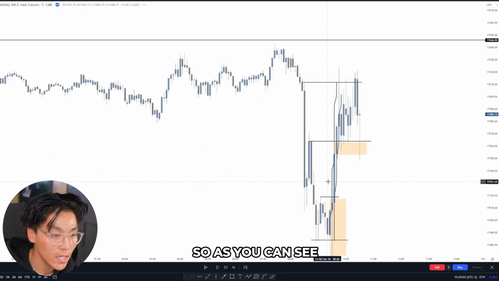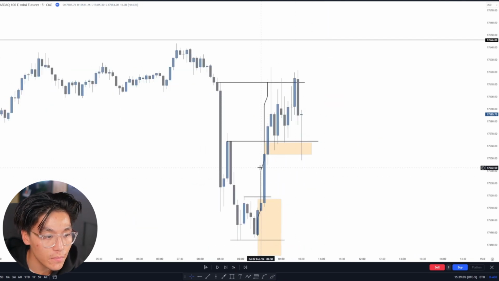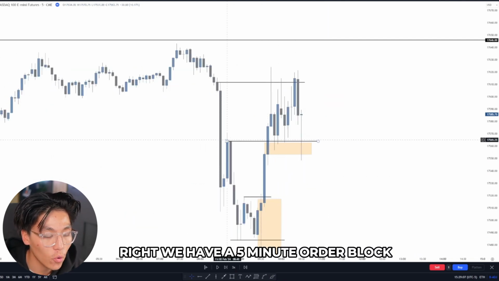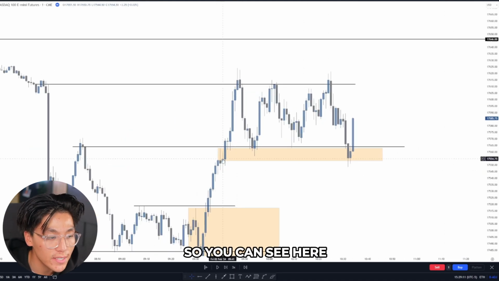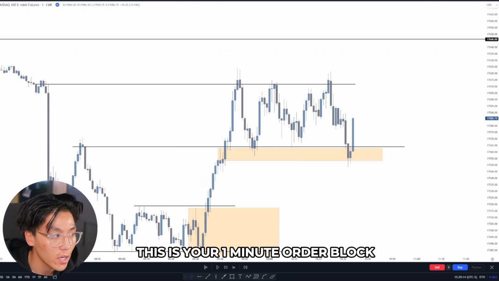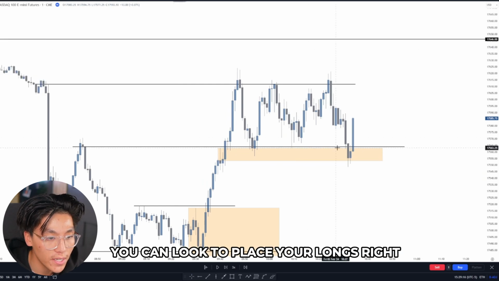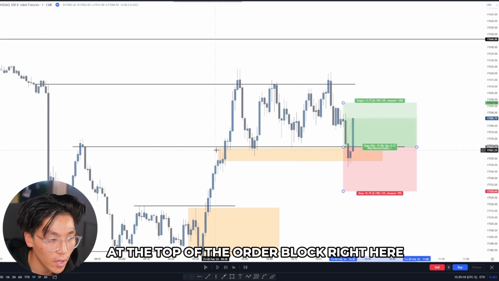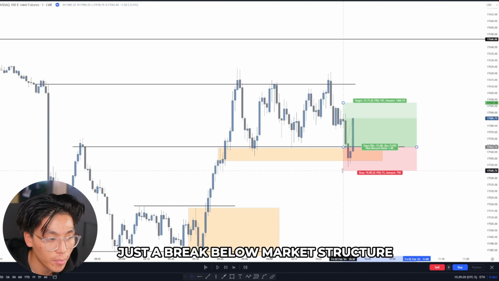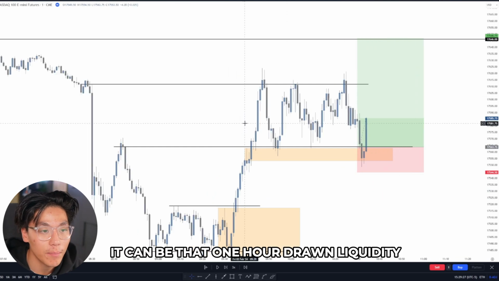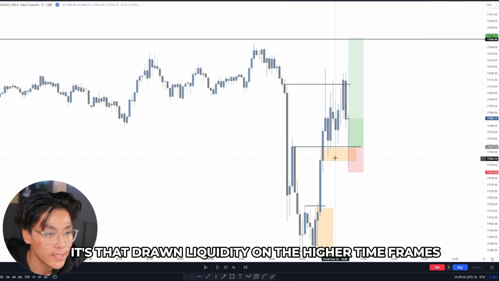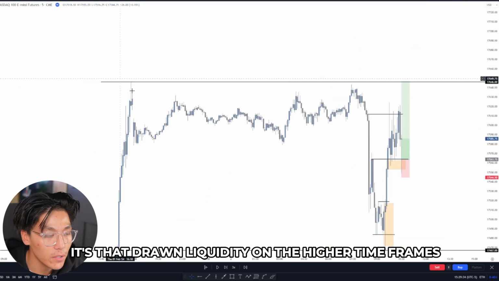So as you can see on the 5-minute time frame, we have a 5-minute order block. And then if you go into the 1-minute time frame, you can refine your entries. So you can see here, this is your 1-minute order block. In this case, you can look to place your longs right at the top of the order block right here. You can have stops just a break below market structure, which is right here. And your targets in this example can be that 1-hour draw on liquidity. It's that draw on liquidity on the higher time frames where there's a double top.